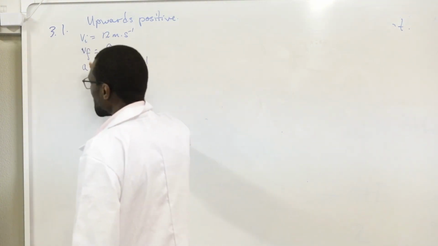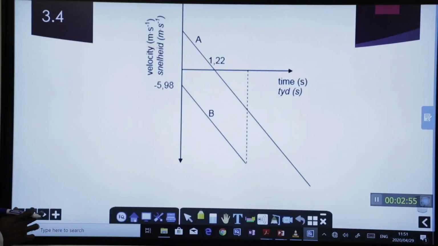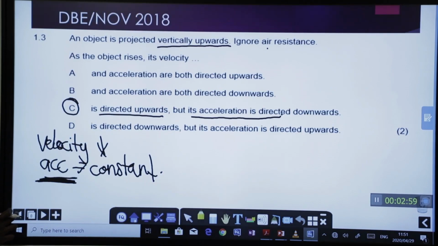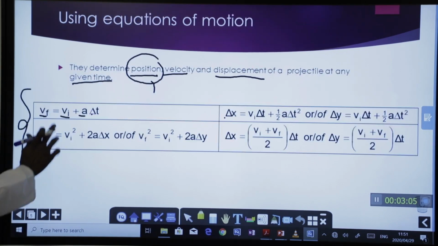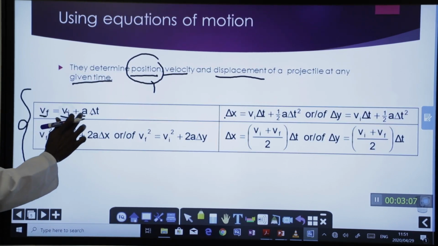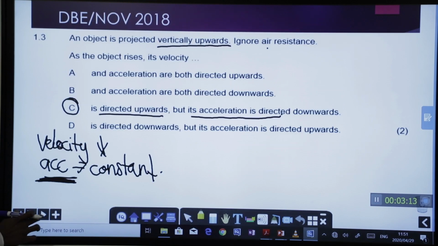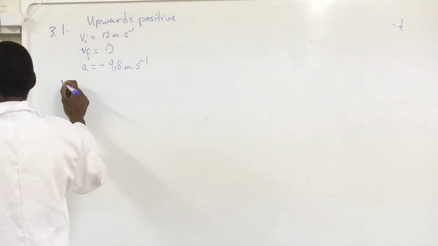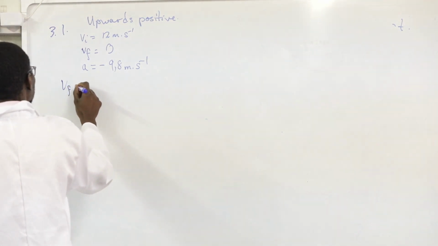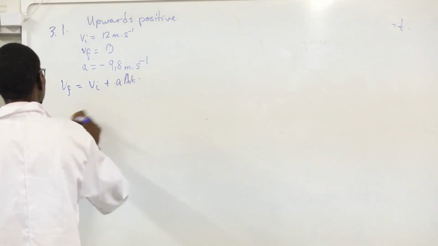So I can have one equation of motion amongst the equations of motion on my list that can help me to calculate the value of the time. We can use the first equation because I've got V final, I've got V initial, I've got acceleration. Therefore, I can find my change in time. All right, let's look at it. V final is equal to V initial plus acceleration times change in time.